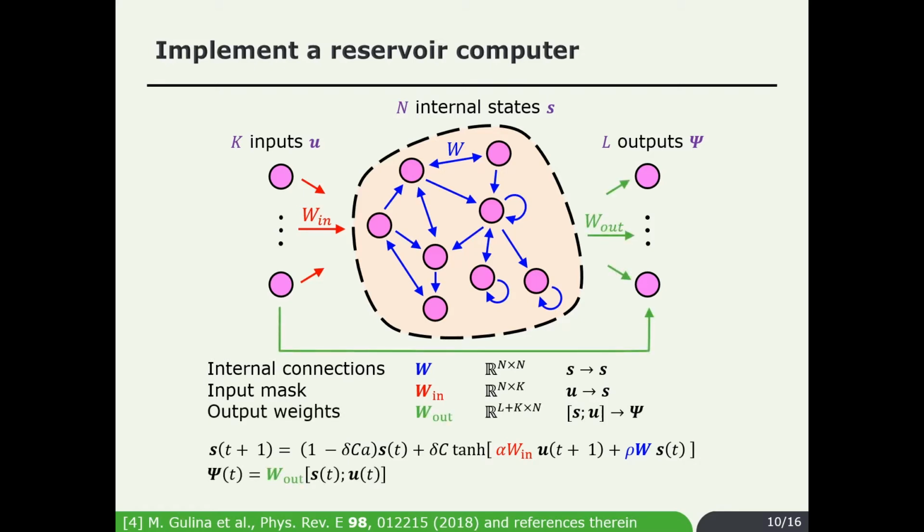The output nodes compute a simple linear combination of the inputs and the internal states to produce what will be the trained dictionary. This notation here denotes the vertical concatenation. Finally, a specificity of the reservoir computer is that only the output weights are computed, while the other weights are randomly chosen in [-1, 1].